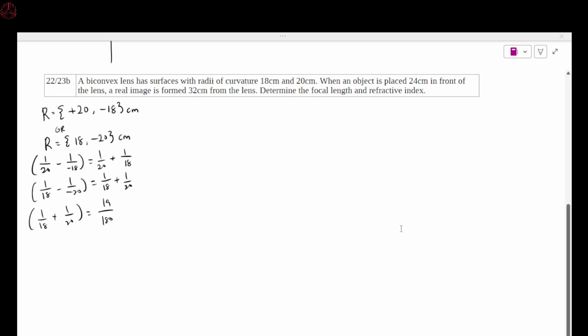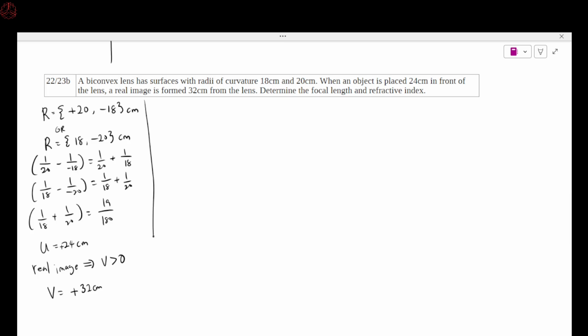All right. So now we want to look for the focal length. The next information given is that the object is placed 24 centimeters in front of the lens. So that means my u is positive 24, and a real image, meaning that v is going to be positive. I'm just going to write down there, real image. So that means v is bigger than 0. That means my v is going to be positive 32 centimeters.